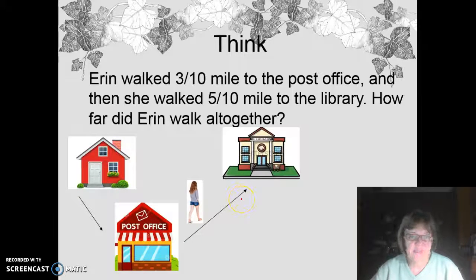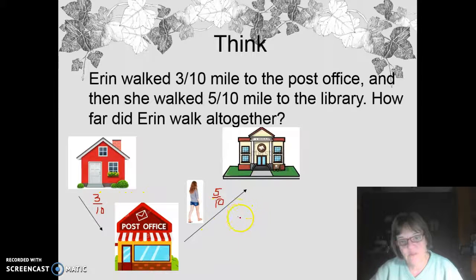So let's think about this. Erin walked 3/10 of a mile to the post office. So she went from home to the post office and she walked 3/10 of a mile. Then she walked to the library, which was 5/10 of a mile. And the question we're trying to figure out is how far did she walk altogether? Well, let's see how we do that.